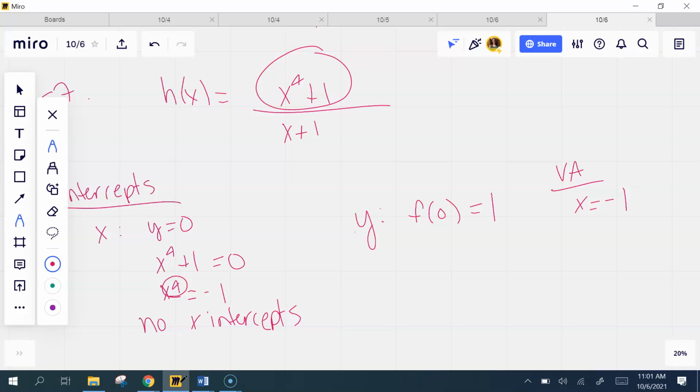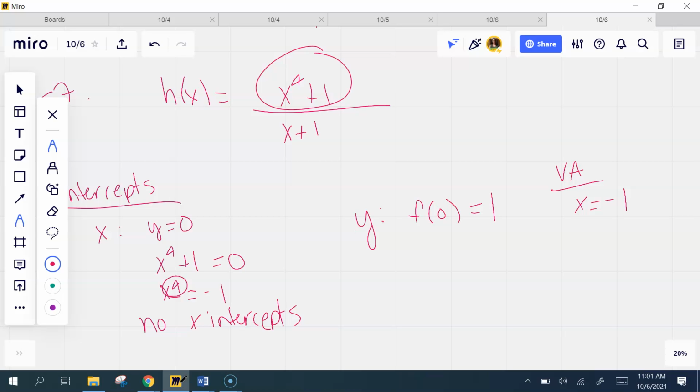You could only factor this if it was x to the fourth minus 1, because it's a difference of two squares. Remember, we can't do sum of two squares. We can do sum of two cubes, but we can't do sum of two squares. We can only do difference of two squares. So there's no hole there. It's an asymptote.